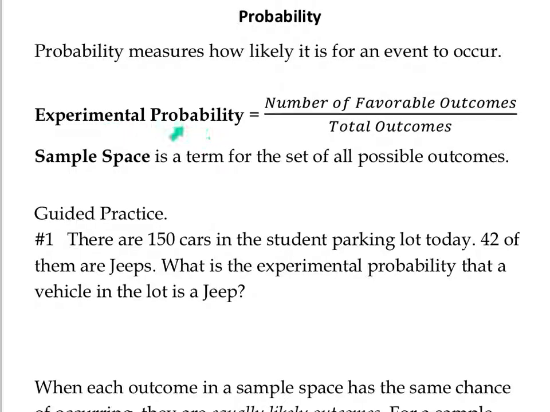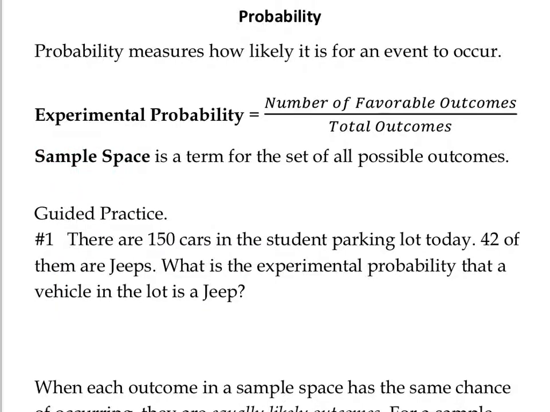Experimental probability, or really any probability, is favorable outcomes over total outcomes. How many times something will happen out of how many total times your events are occurring. Another term to be familiar with, sample space. Sample space is the set of all the possible outcomes. So a little bit similar to your total outcomes, right? You're trying to figure out the favorable outcomes out of the whole sample space.